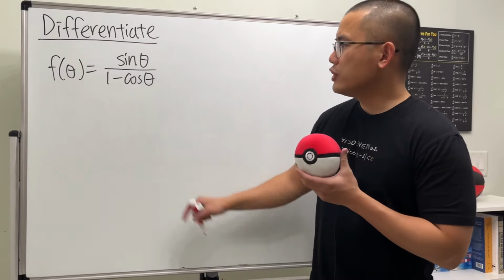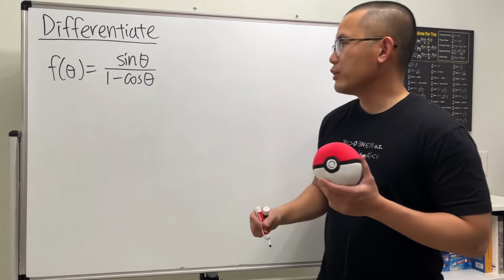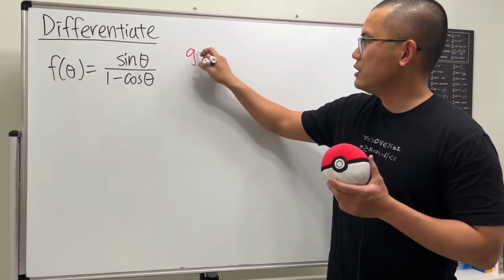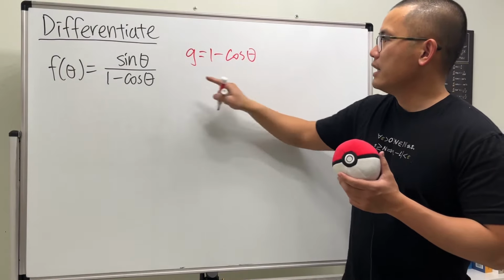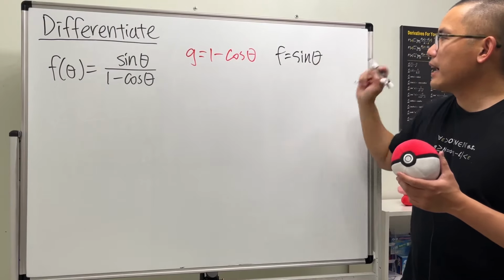Alright, we are going to differentiate sine theta over 1 minus cosine theta. So we have to use the quotient rule. Let's go ahead and write down the bottom right here. So g is the bottom function, which is 1 minus cosine theta, and then the top function is sine theta.